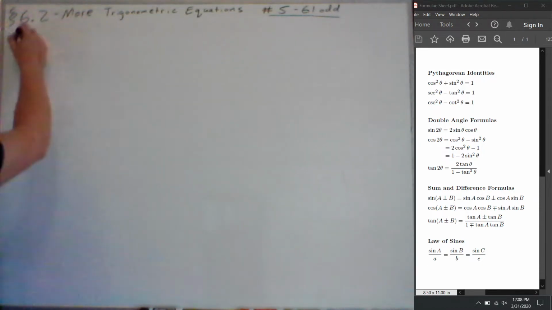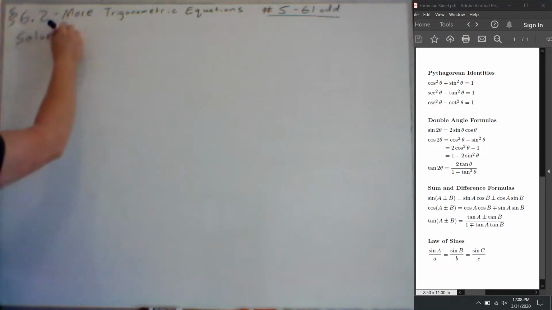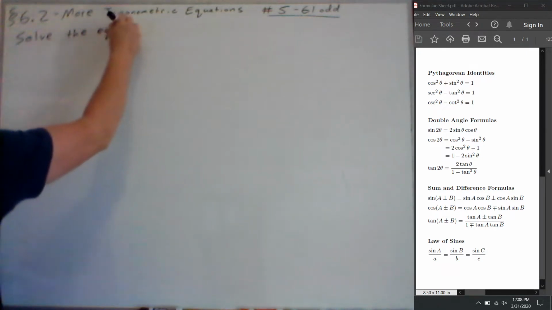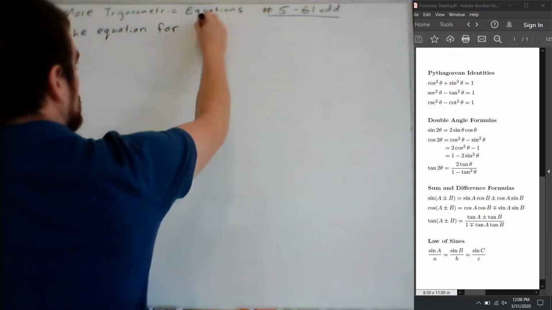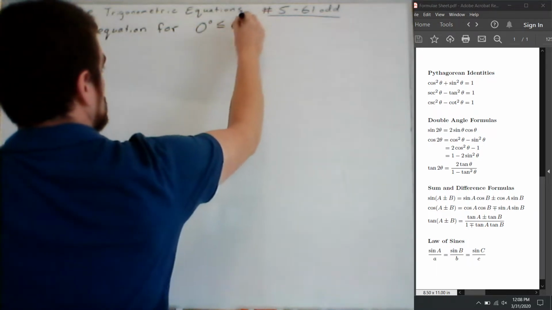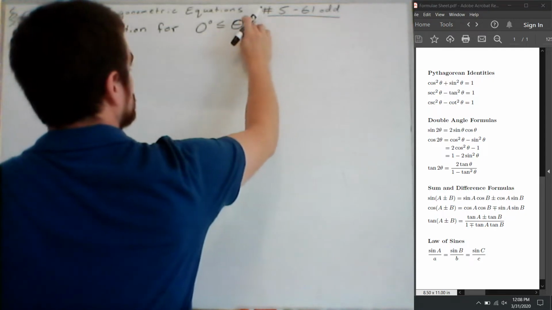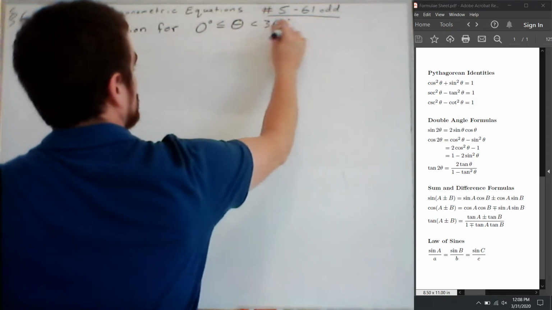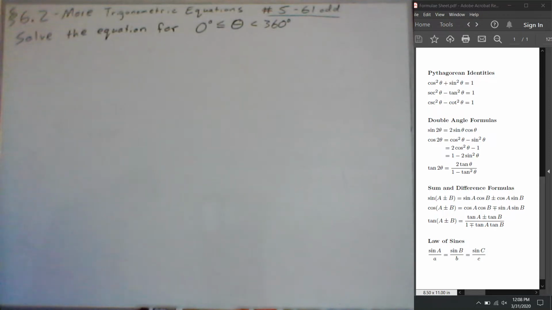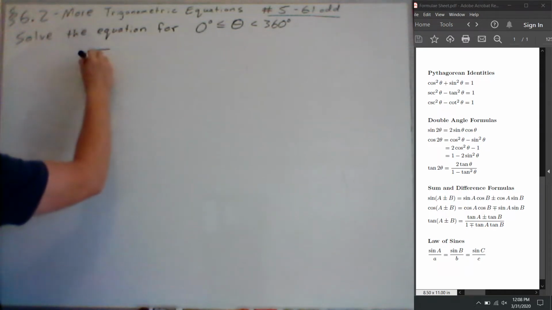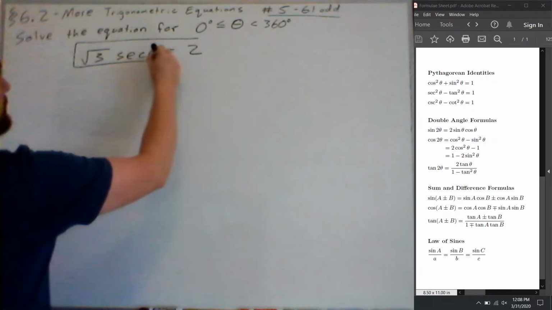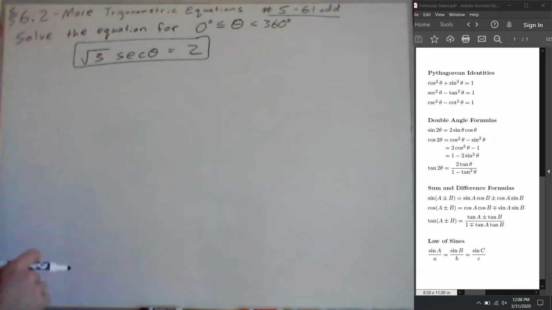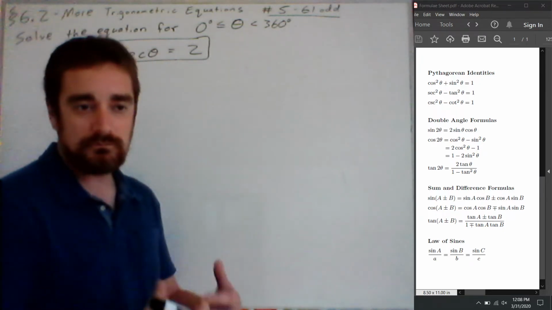So first things first, let's say we want to solve the equation for theta between 0 and 360 degrees. And if we get to 360, we'll stop because that was 0. And let's pick on something that has the form square root of 3 times secant of theta equals 2. Let's say we're handed an equation like this. Right off the bat, a little different. It's got a secant of theta.